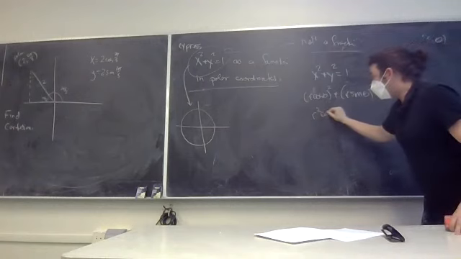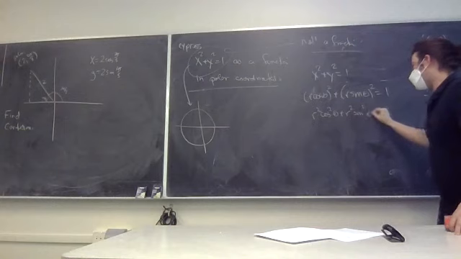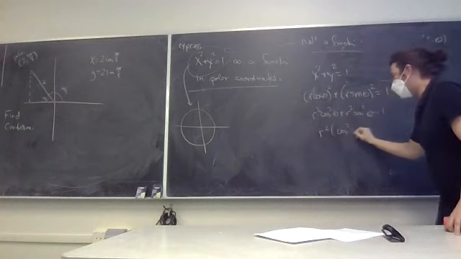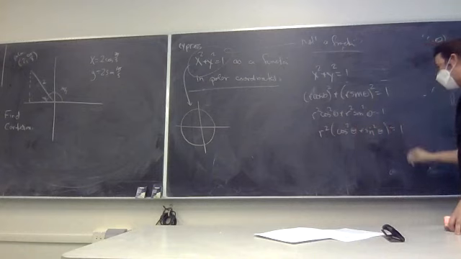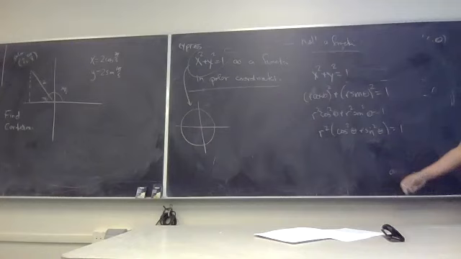r squared cosine squared theta plus r squared sine squared theta. r squared times cosine squared theta plus sine squared theta is 1. What does that equal to? 1. Cosine squared plus sine squared is 1.